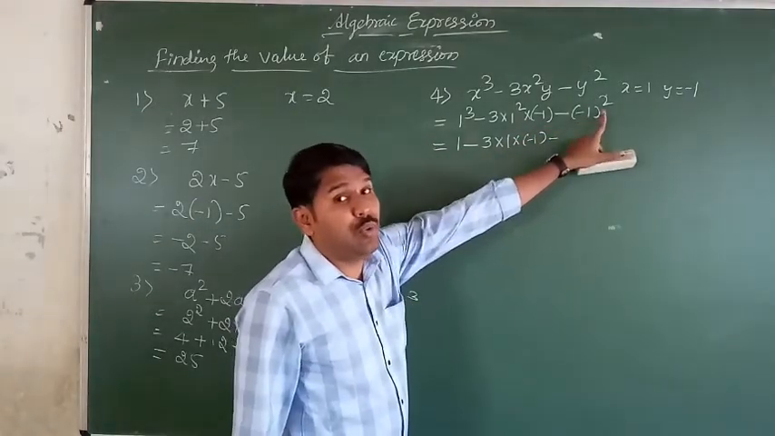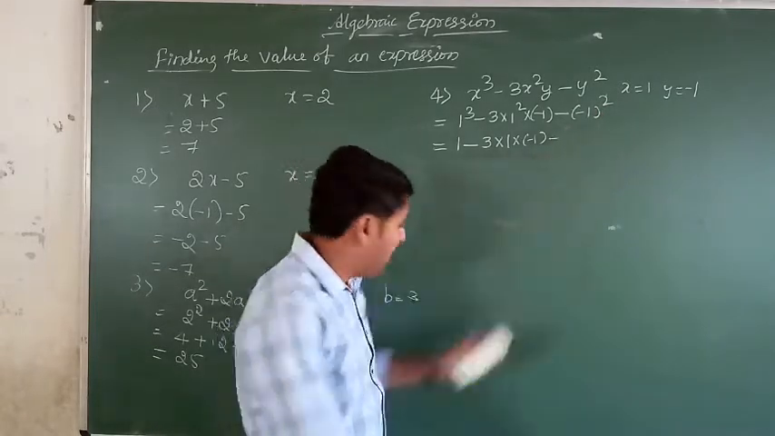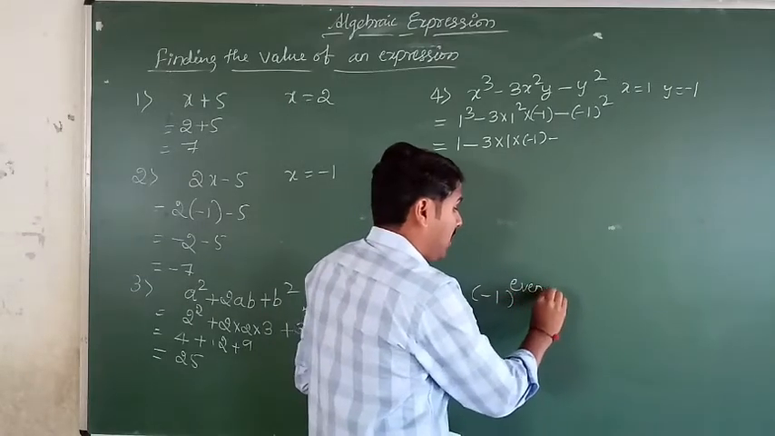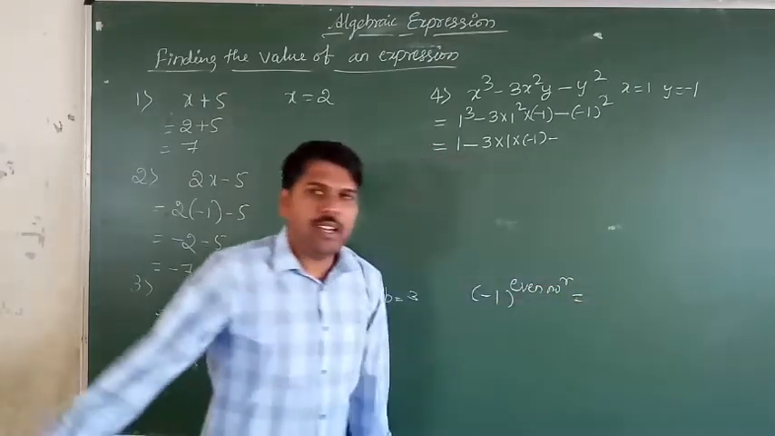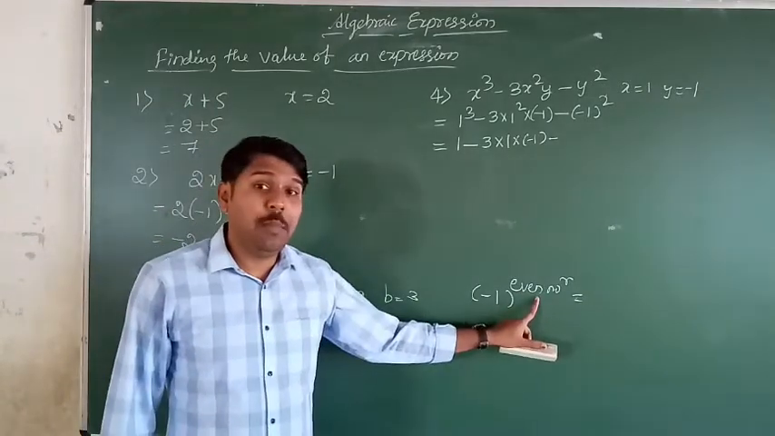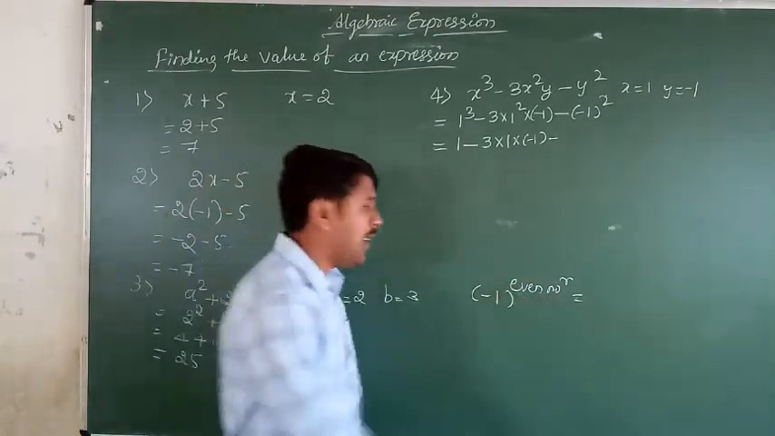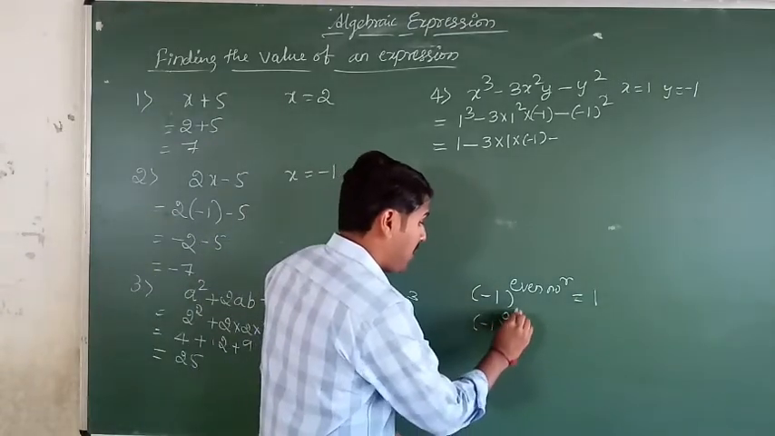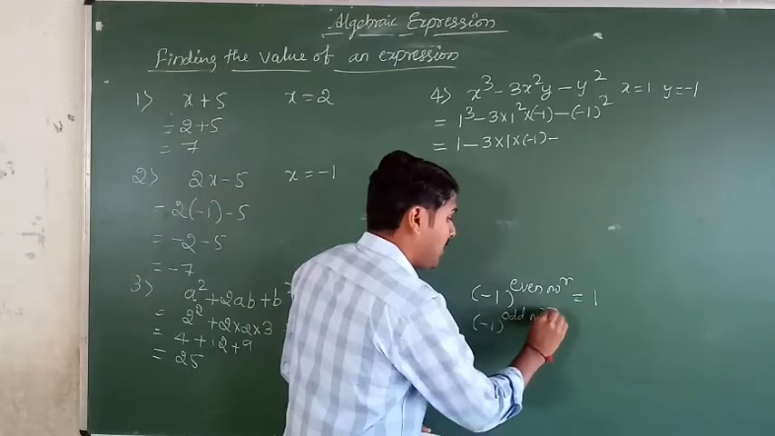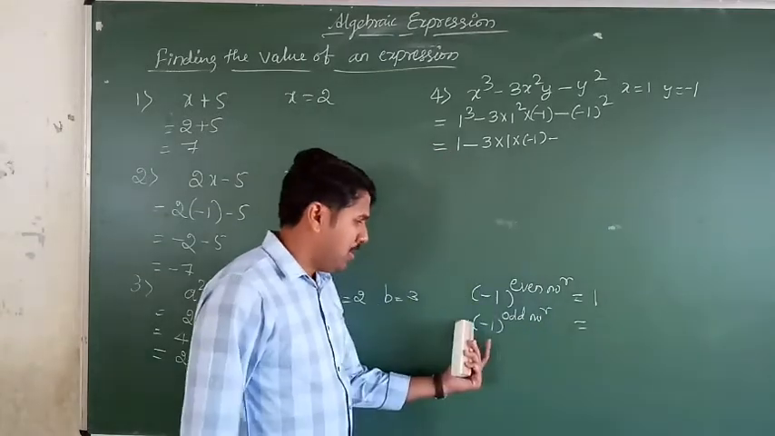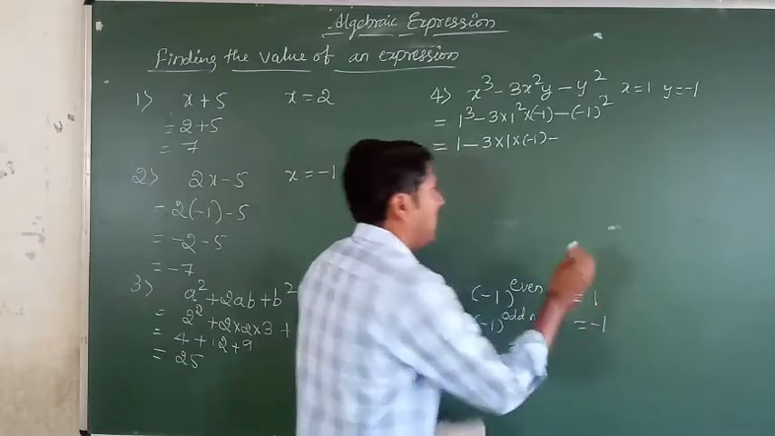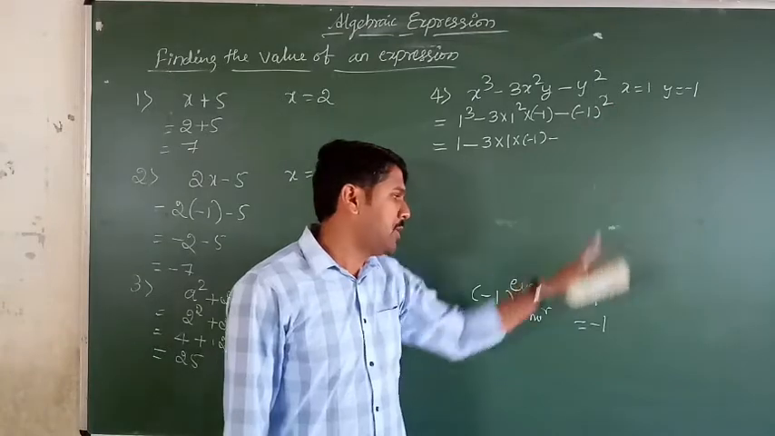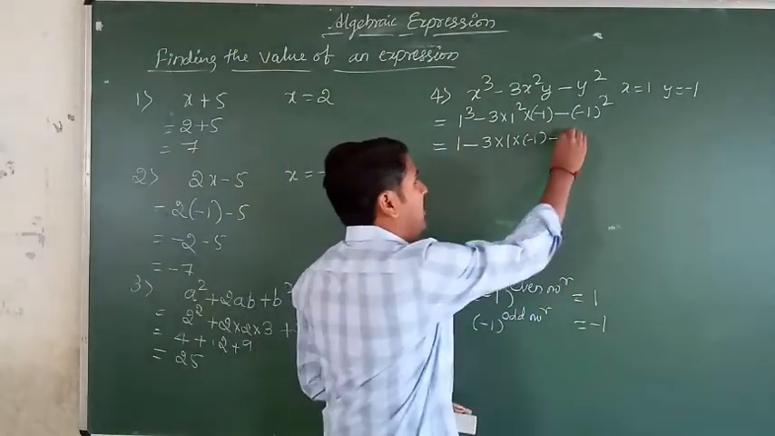Next, this is minus 1 raised to 2. Here the minus sign is there, so I already explained that one. Minus 1 raised to an even number: if the power is an even number, the answer is 1 only. If it is an odd number, what is the answer? Minus 1 is the answer. So here minus 1 raised to 2. Is 2 an even number or odd? Even number. So the answer is 1.